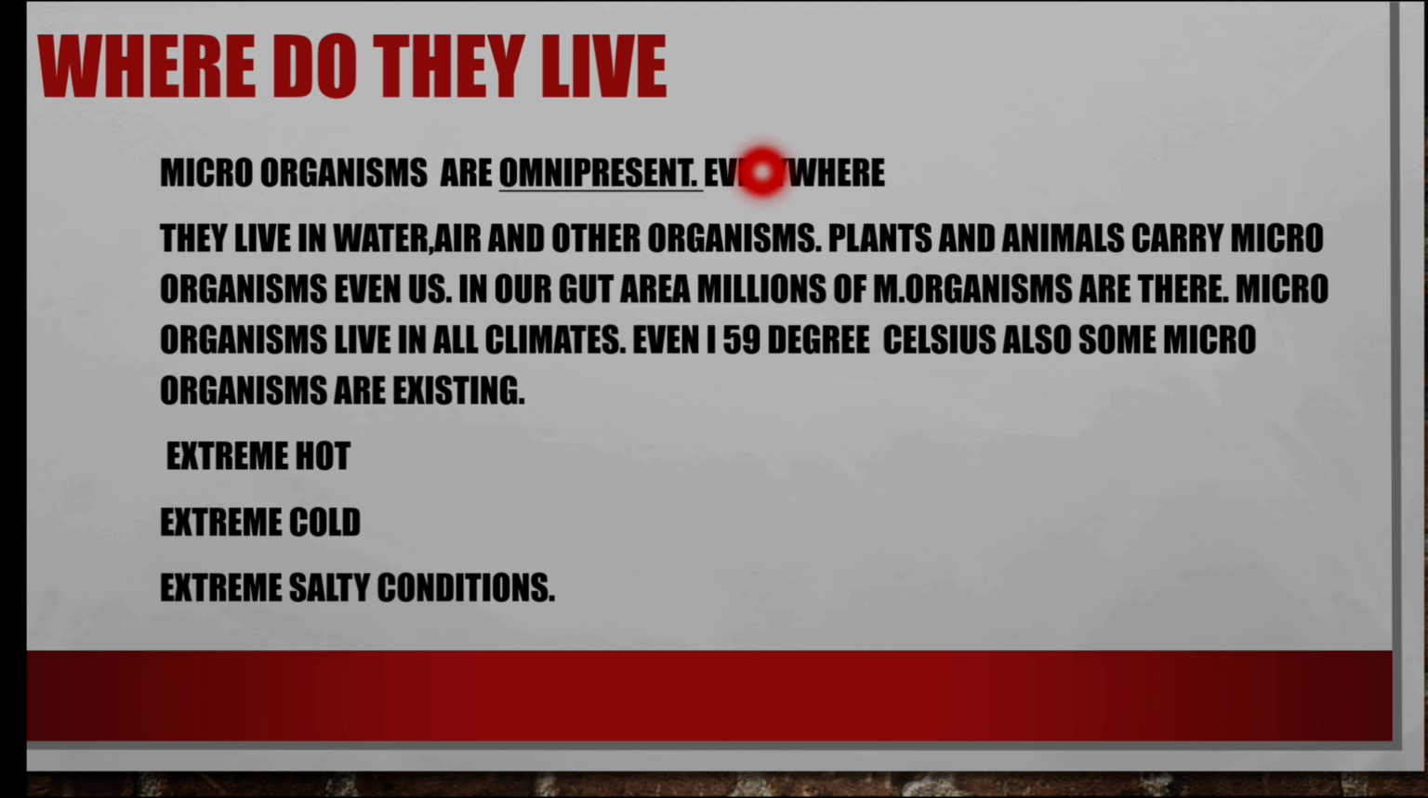Where do they live? They are omnipresent. Omnipresent means they are everywhere. They live in water, air and other organisms. Plants and animals carry microorganisms. Even in us, in our gut, millions of microorganisms are there. Microorganisms live in all climates, at all temperatures, even below zero degrees Celsius. Even in extreme cold, extreme heat and extremely salty conditions, they are able to live. So they are omnipresent.